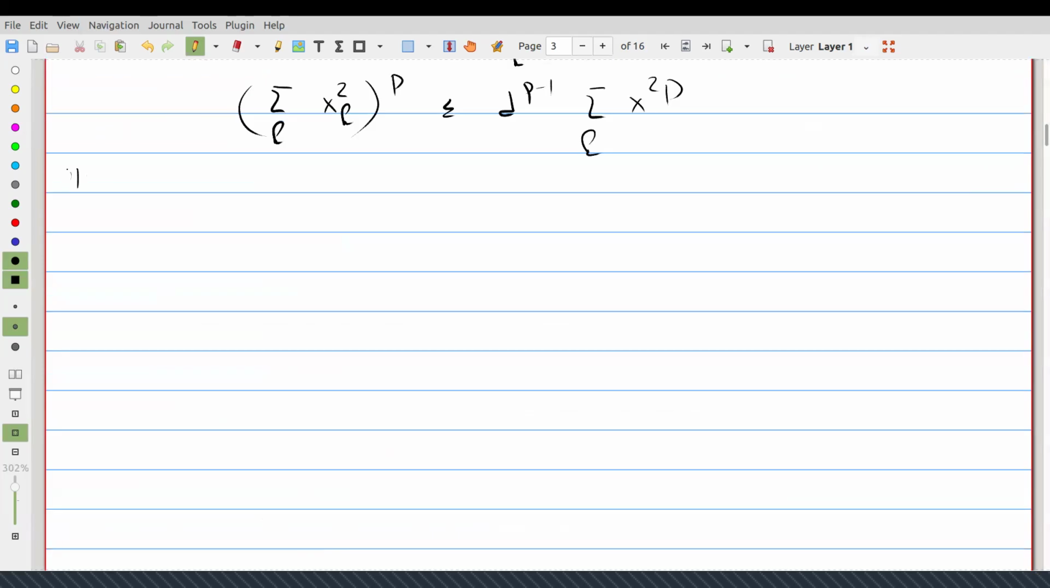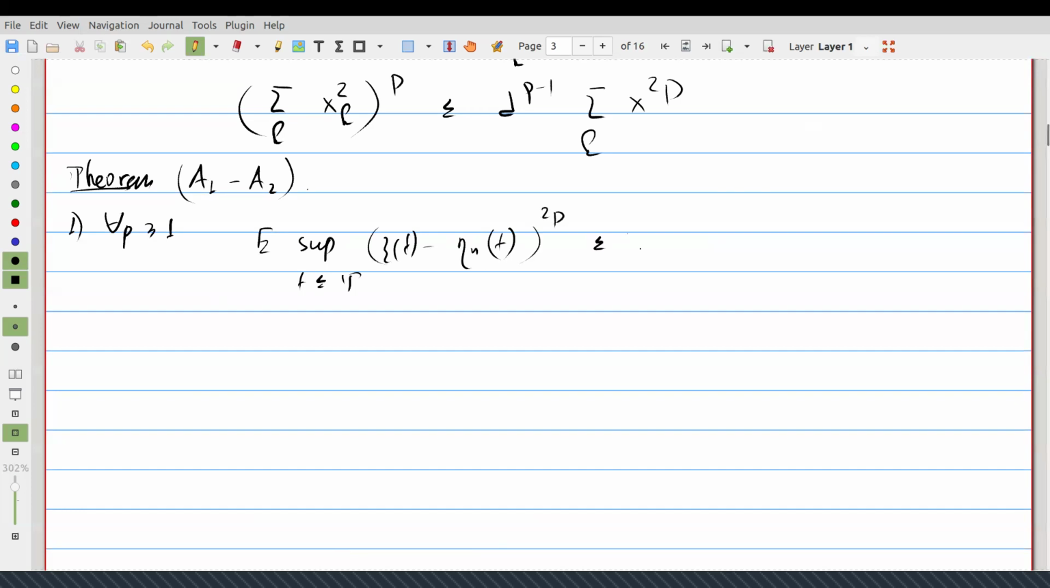And now we are ready to formulate our main result for the Euler-Maruyama scheme. Now we will assume A1 and A2, and we will need both. So the first, for any p greater than 1, mathematical expectation supremum t less than T, psi of t minus eta n of t to the power 2p, let's assume is less than constant times n to the power minus p. And we formulate the second part in the way we are going to prove it.